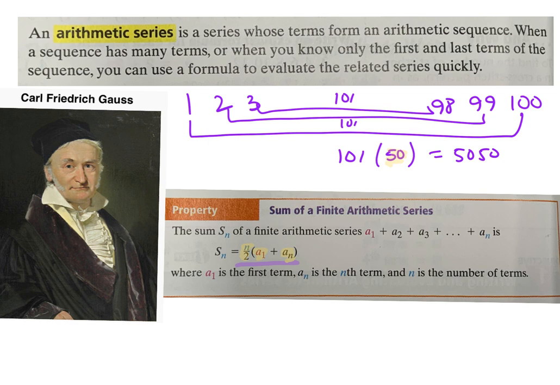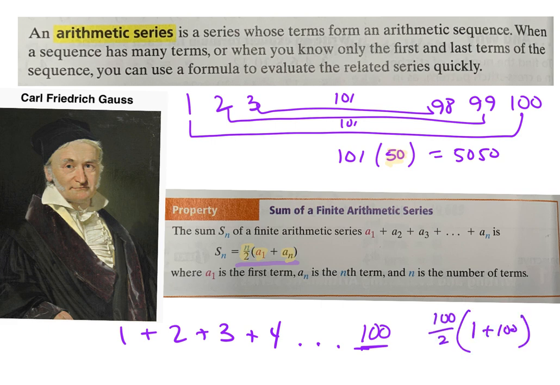And so instead of saying 1 plus 2 plus 3 plus 4, ellipsis, all the way to 100, you can just say, well, I'm going to have 100 terms. My first term is going to be 1. My last term is going to be 100. And that will always, always add up to your arithmetic series.